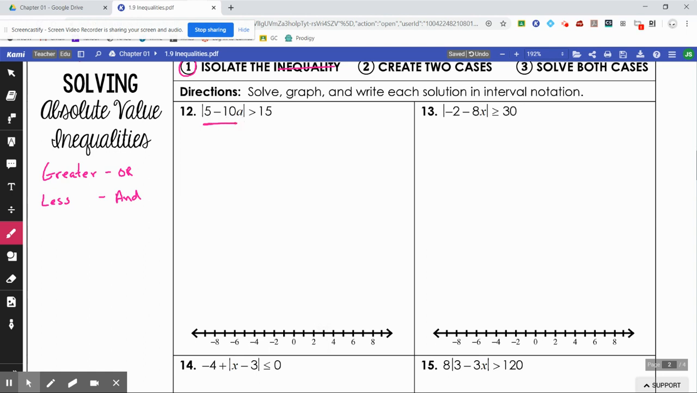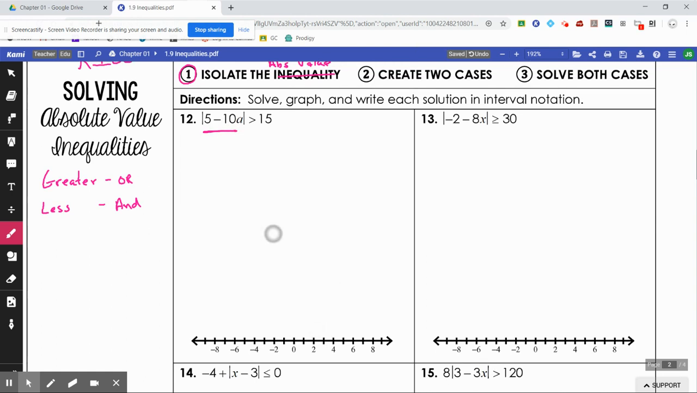Step number one, this is isolated. Step number two, we're going to create two cases. 5 minus 2a is greater than 15. Since it's greater than, this is an or statement, so we're going to put or.